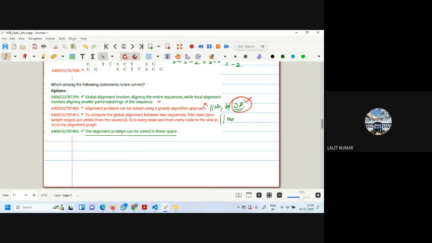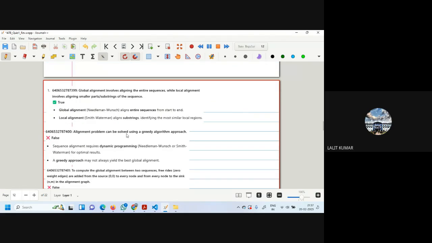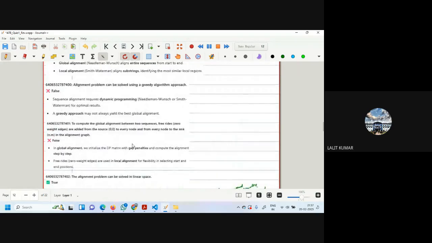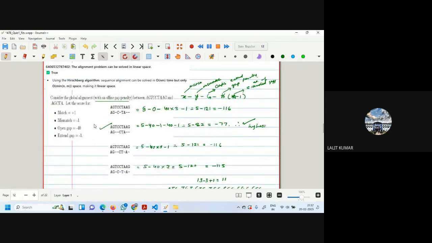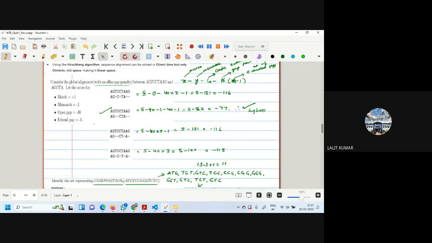No. If you remember the lecture, with free rides we find some path and from there we get a free ride. So this is the local alignment maximum. And then again we find the path. So this is the free ride alignment in between. The last part, the alignment problem can be solved in linear space. The professor has covered that this can be done in linear space. I have written down the explanations also. Then there is a simple mathematics question.